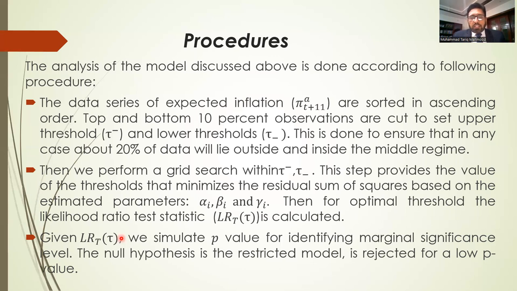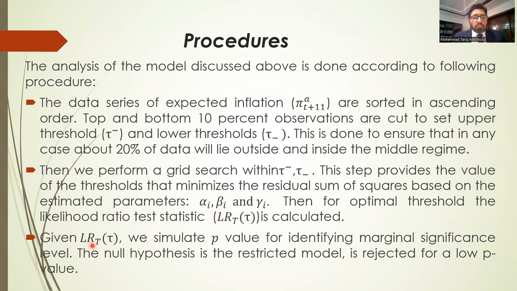We grid search our model within the upper and lower threshold. This step provides the value of the threshold that minimizes the residual sum of squares based on the estimated parameters alpha i's, beta i's, and gamma i's.